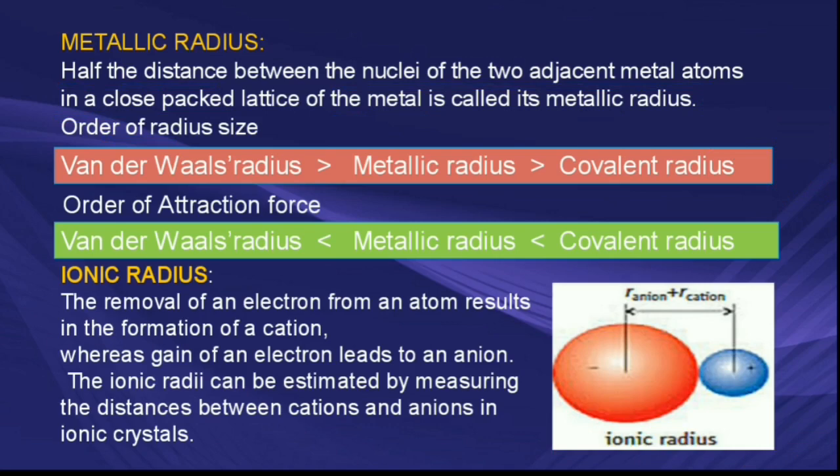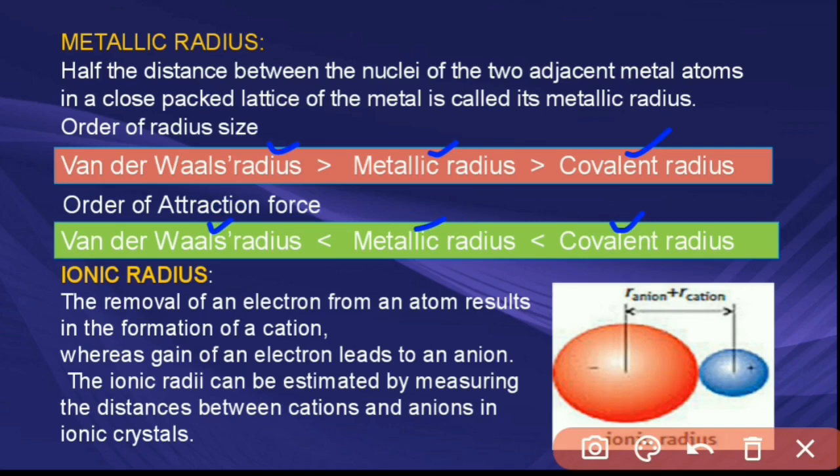Then when we compare all the radii, the order of radius size is van der Waals is greater than metallic radius, and the smallest radius is covalent radius. And in the order of attraction force, van der Waals is weakest, then metallic, and covalent radius is the strongest.